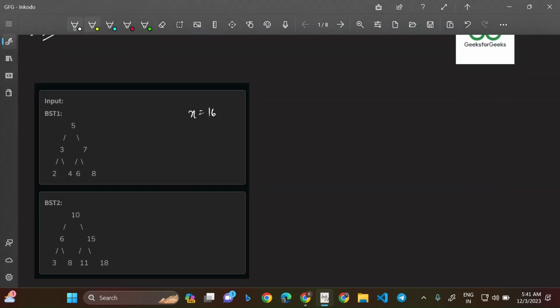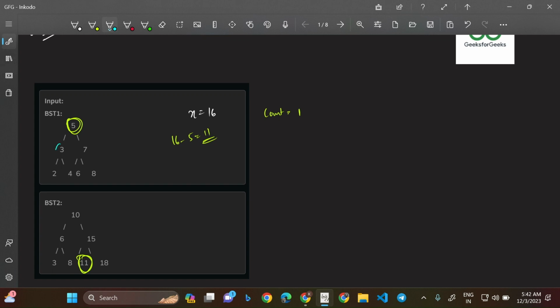Why is it 3? If we carefully observe, if I stand on 5, do I have the remaining difference, 16 minus 5 equal to 11? This is what I need to search in my BST2. So do I have 11? Yes, I do have 11. So that's the reason there is one pair. Let us assume as of now our count is 1 because we have found 5 and 11.